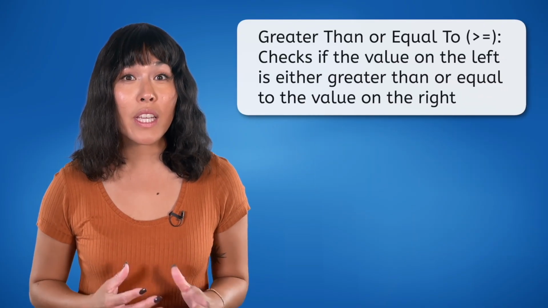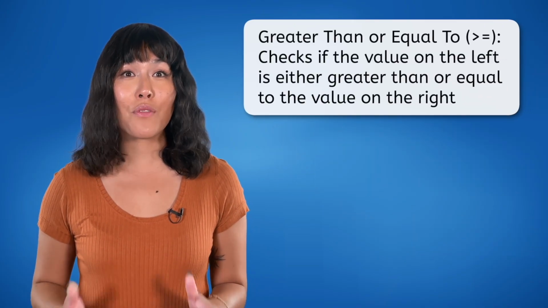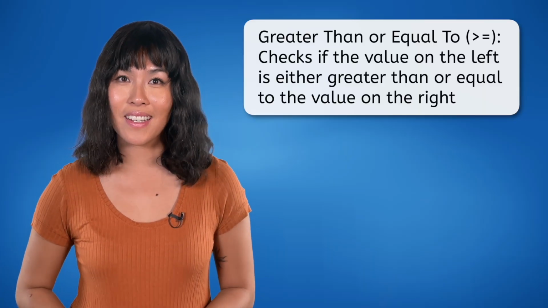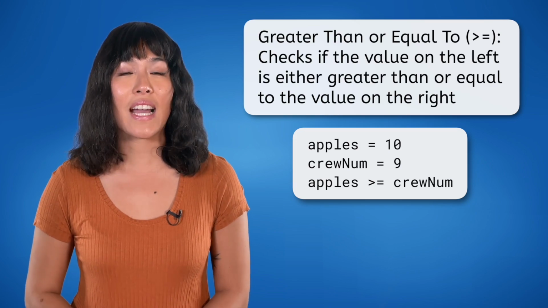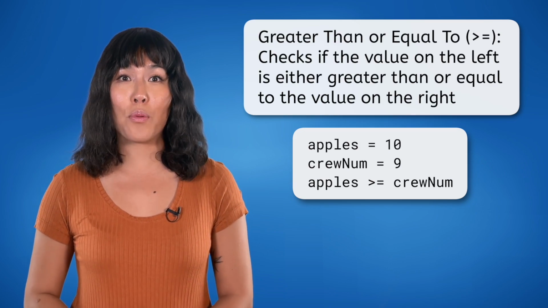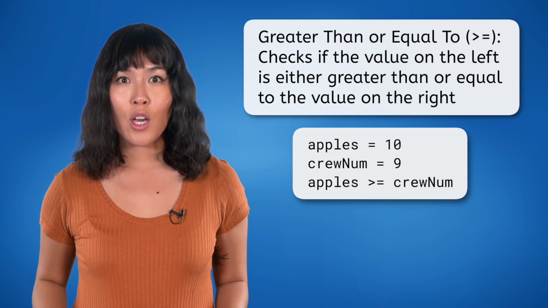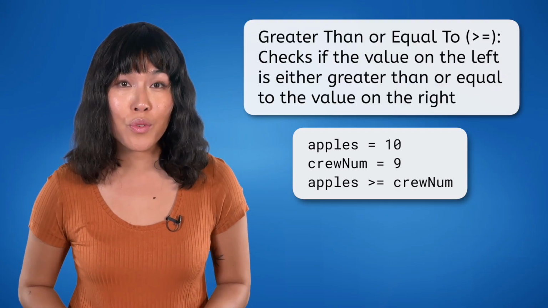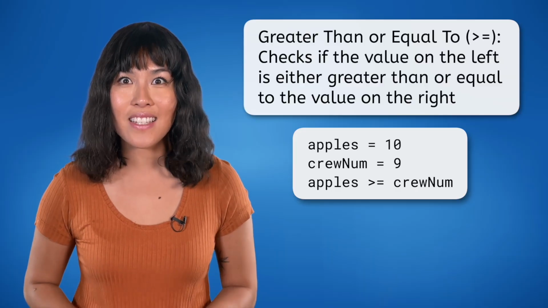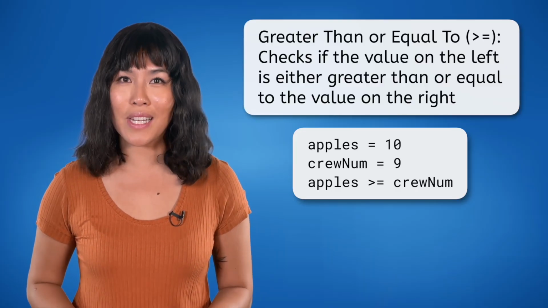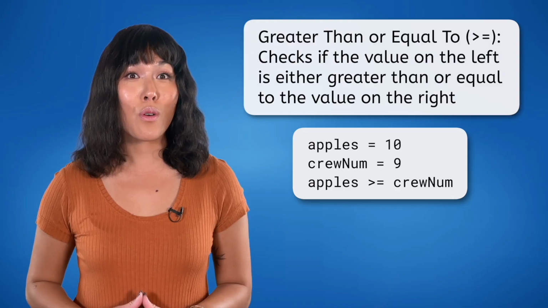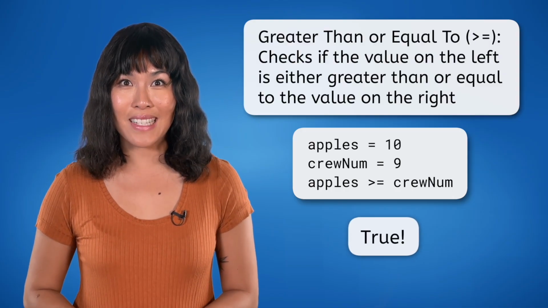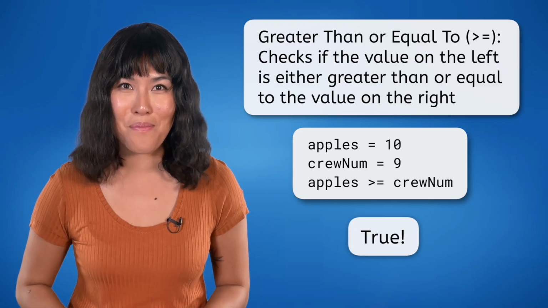The greater than or equal to operator verifies if the value on the left is either greater than or equal to the one on the right. For example, if we wanted to check that we have at least enough apples for everyone on board the ship, we could check if apples is greater than or equal to crew num to make sure we have at least enough, if not more apples than we need. What do you think this will result to? Right, this would be a true statement. Everyone at least gets one apple.